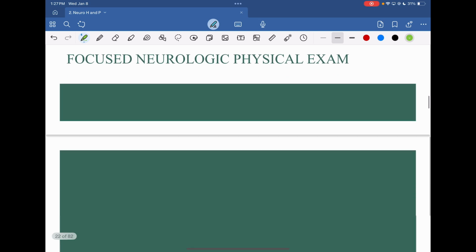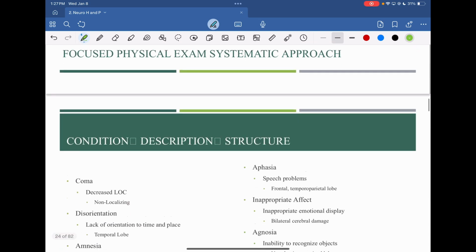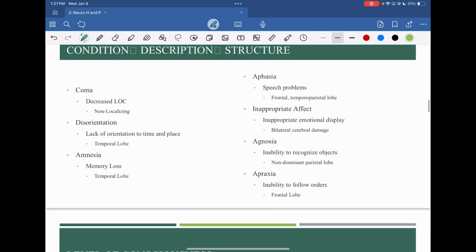Moving on to our focused neurological exam. In this one, figure that out. Coma is the condition. The description means decreased level of consciousness. And what's the structure involved? Non-localized, so a coma can be any part of the brain that's causing a problem. Disorientation is lack of orientation to time and place. If a patient shows up to their appointment on time, at the right location, the right building, the right time, they are oriented because they've made it to the appointment on time. Does that make sense?